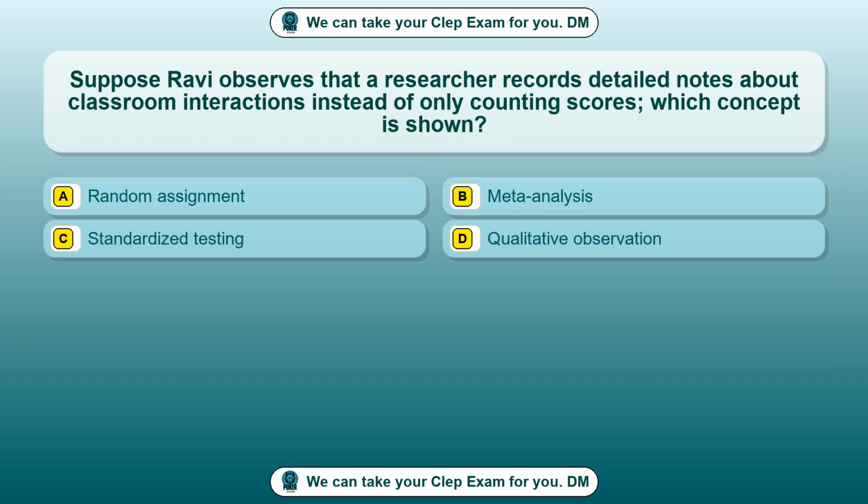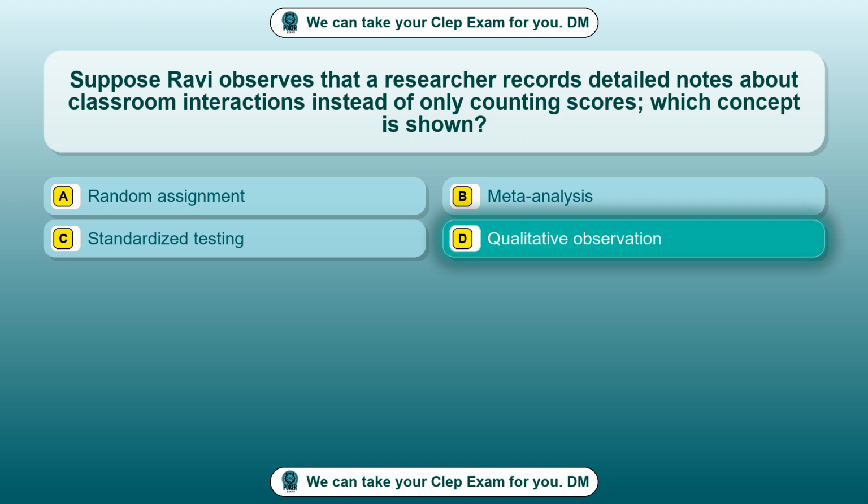Question 98. Suppose Ravi observes that a researcher records detailed notes about classroom interactions instead of only counting scores. Which concept is shown? Option A, random assignment. Option B, meta-analysis. Option C, standardized testing. Option D, qualitative observation. The correct answer is option D.